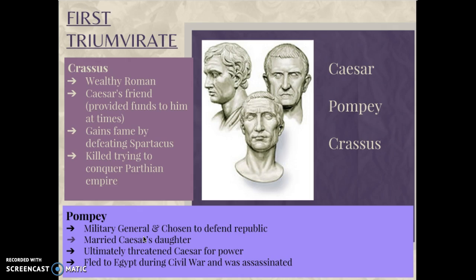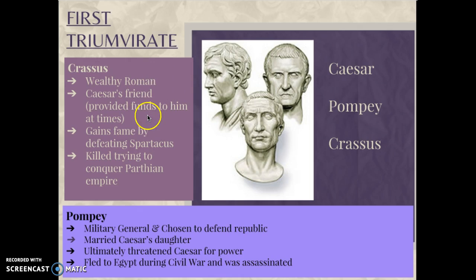Okay, so in the midst of this chaos, we have the rise of three men who, through various means, and we'll talk about Julius Caesar a little bit later, are all wealthy and powerful. Your book or your readings go through some of their great achievements, but they come together and form the first triumvirate to try to bring some stability to Rome.